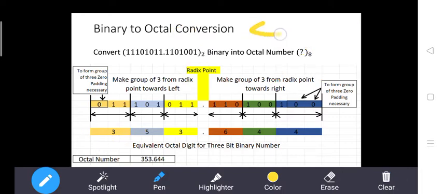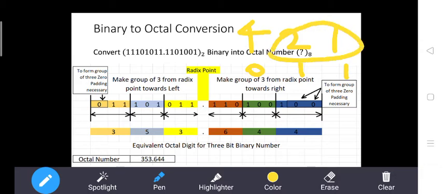Next, 1 0 1. 1 is present at 4 and 1 location. I added 4 plus 1, 5. Octal number is 5. Next, 4 2 1. Binary number is 0 1 1. 1 is present at 2 and 1 location. 2 plus 1. Octal number is 3.